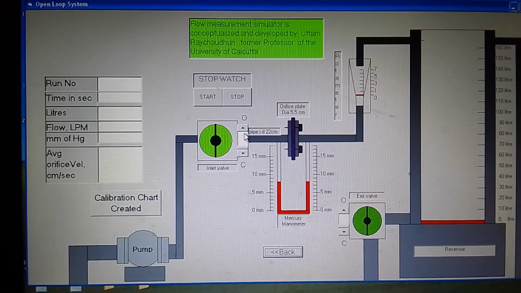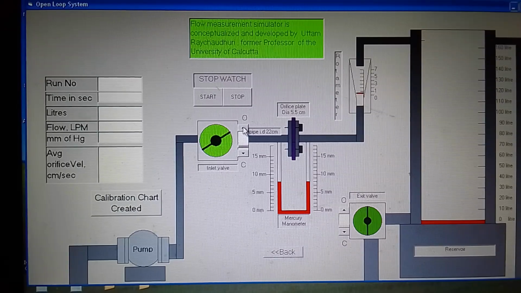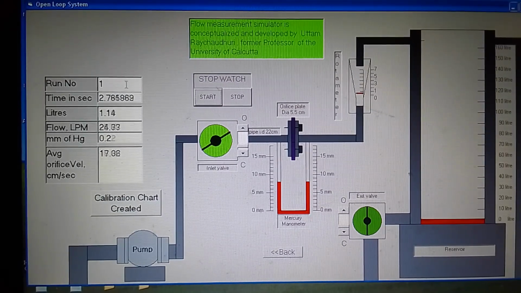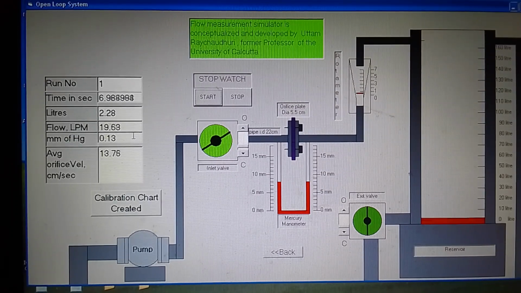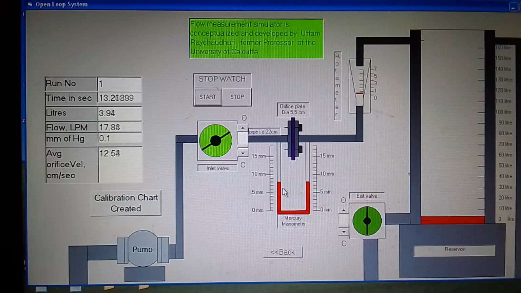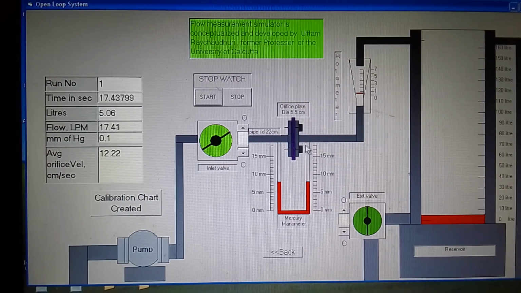Now we take the first run for a few seconds and start the stopwatch. You will see the run number, time in seconds, liters accumulating, the flow rate calculated, the millimeter of mercury pressure drop across this manometer, and the average velocity through the orifice plate. All are displayed here simultaneously.